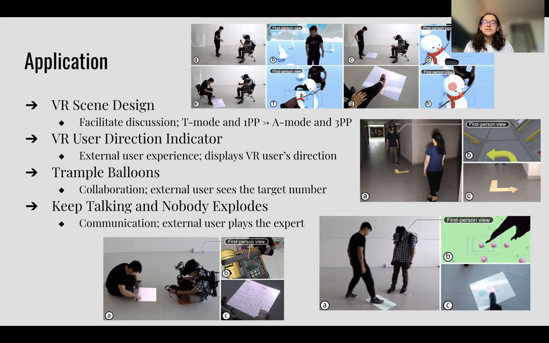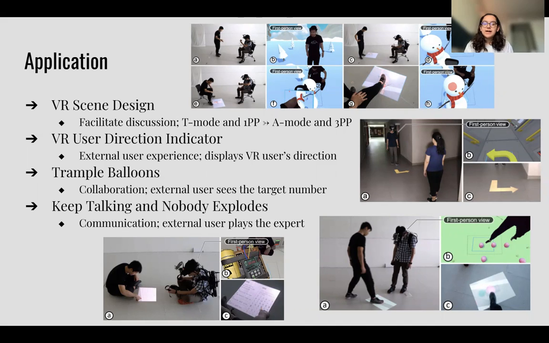Trample balloons is about collaboration. It talks a lot about the external user having to see a target number. All the balloons have numbers on them, but only the external user can see the target number. So the VR user would help them find the target number, and then the external user will trample the balloon.